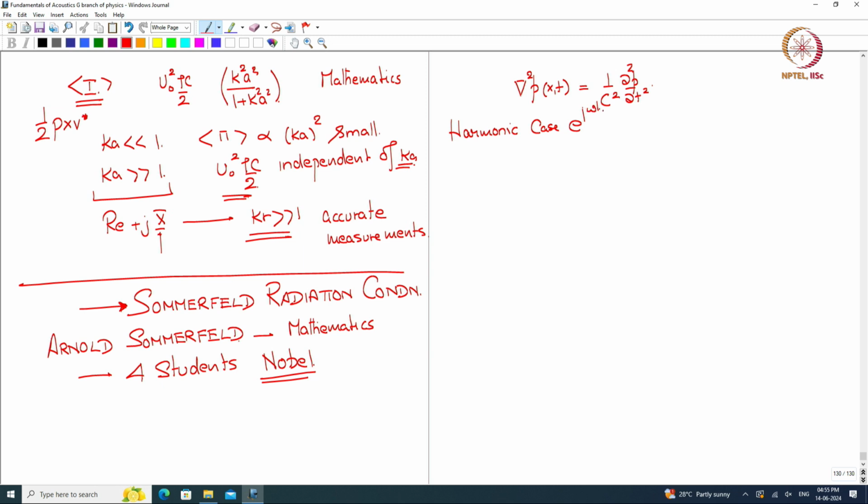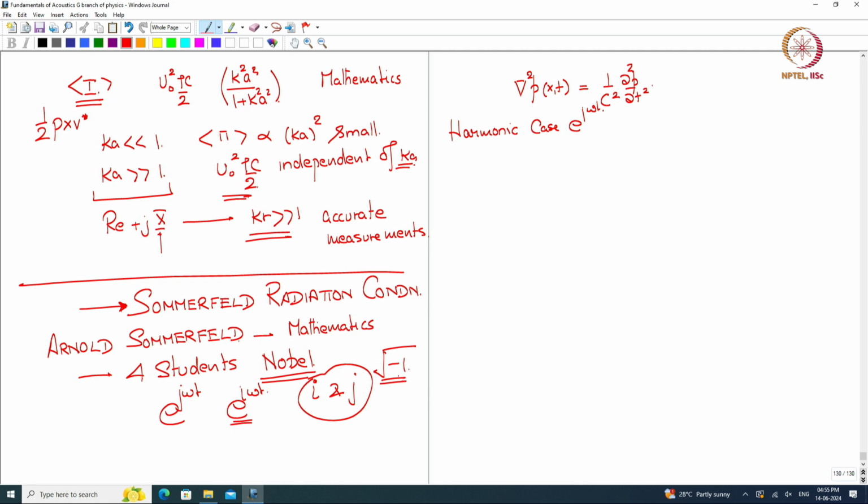Now one thing I thought I should mention: when I write e to the power j omega t, in the next line I may write e to the power i omega t. So I and j I use interchangeably, so please get used to that. Both mean square root of -1 to me.